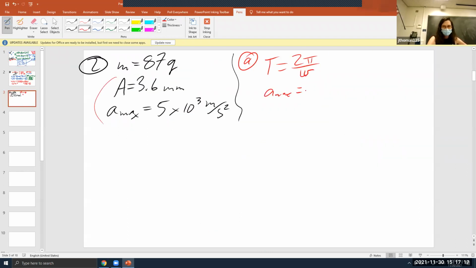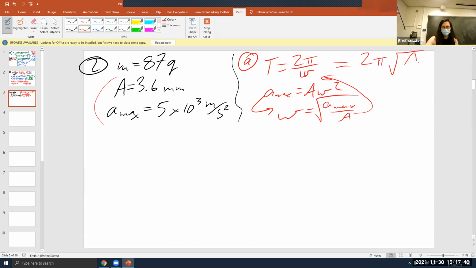Our A max is big A omega squared. And I can solve this for omega. I have omega is equal to A max over big A, all under a square root. And just go ahead and plug that in for omega on the bottom. And what you get is that the period is 2 pi times the square root of the reciprocal of this, big A over little a max.